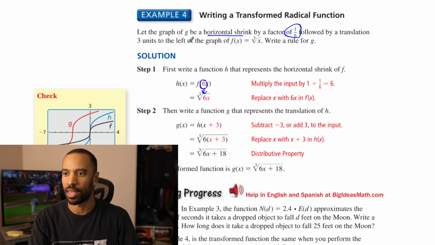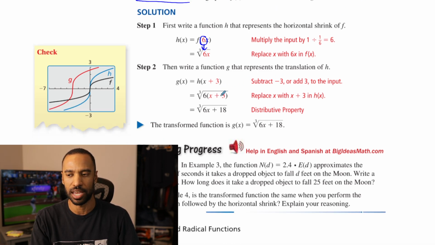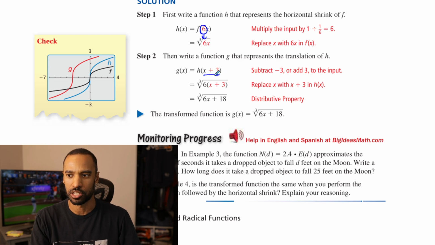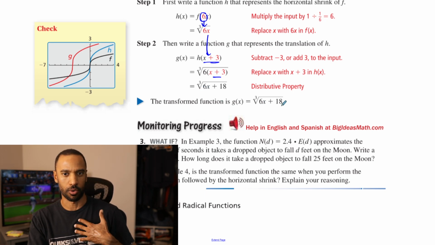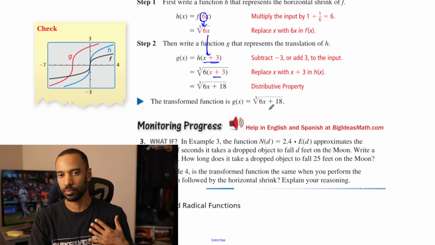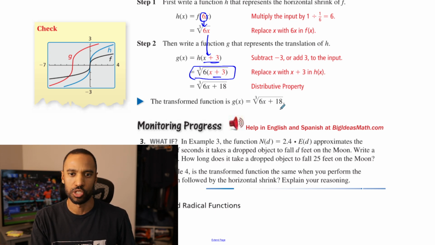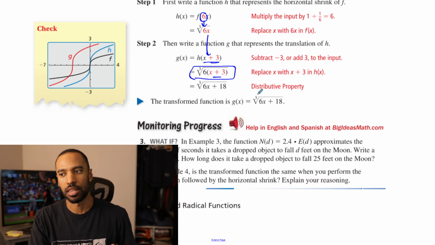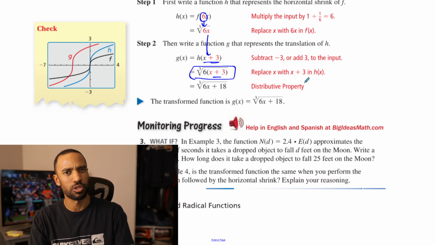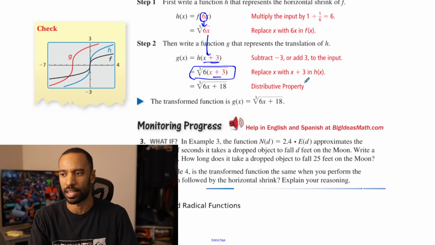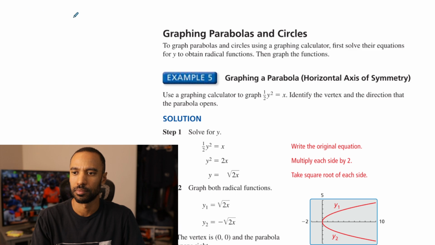If you do after that a translation 3 units to the left, remember that's an x plus 3 on the inside of the function. However, it's just substituting in for x. So it's still 6 times x plus 3, and they're distributing that out. Even though this isn't a great graphable form, I actually prefer this form, if anything. This is just a simplified version of what they have. Now, there's nothing to take the cube root of in this instance. Don't try and expand it or contract it or anything. We'll leave it like that.